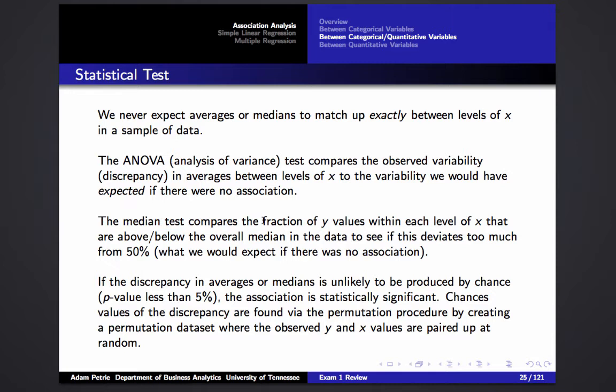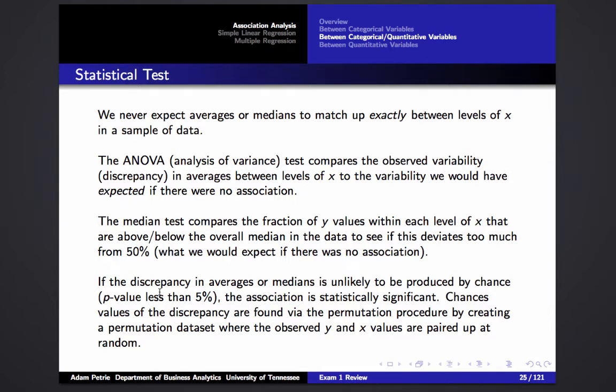If we're comparing medians instead, well, we do the median test. Instead, what we do is look at the fraction of y values for each level of x that are above or below the overall median in the data. If there was no association going on, then we would expect for each level of x about 50% of those values to be above or below the overall median. So it compares basically the fraction of values above and below the median to 50%. If there's too big of a difference, that's evidence there's an association going on, that the medians are somehow different between the levels of x.